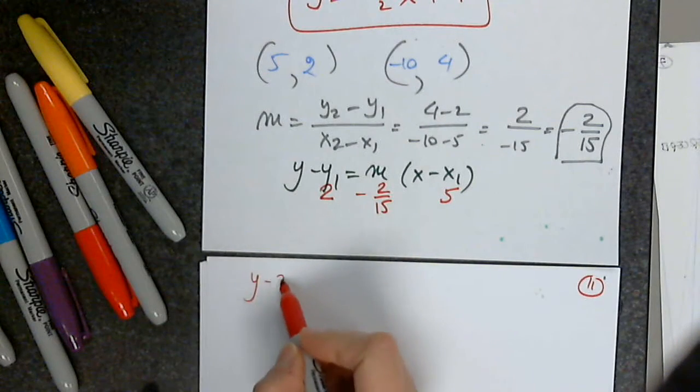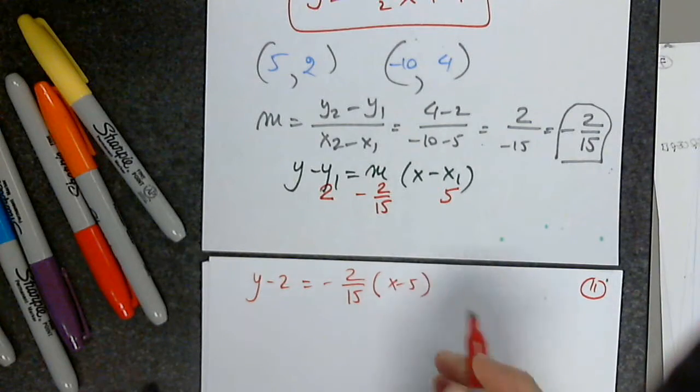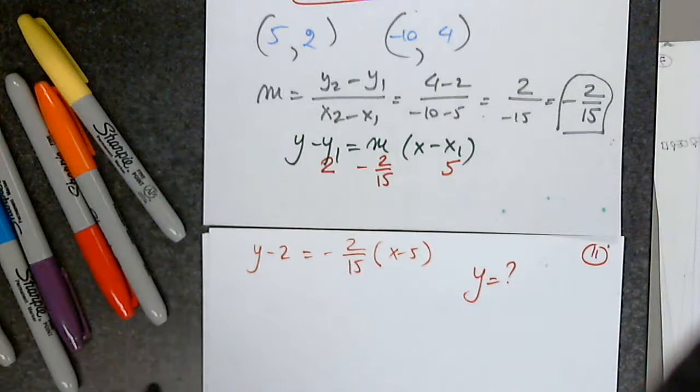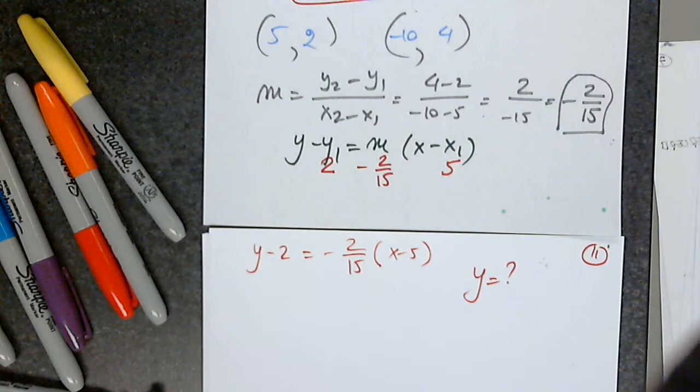y minus 2 equals negative 2 over 15 times x minus 5. I have to solve for y. Sometimes MATLAB Plus may only ask you to present the equation as is and not solve for y. Solving for y is extremely important, however. So, how do I solve this equation for y? What will I have to do first?